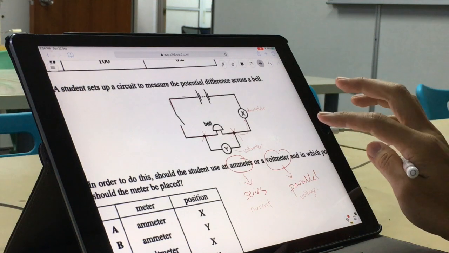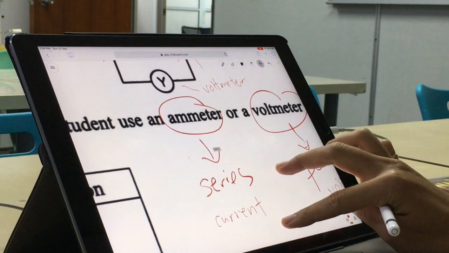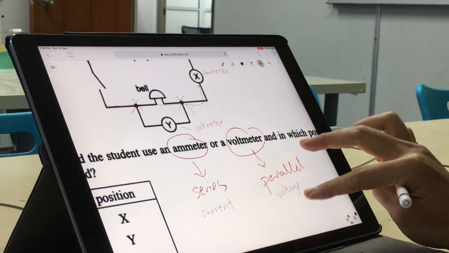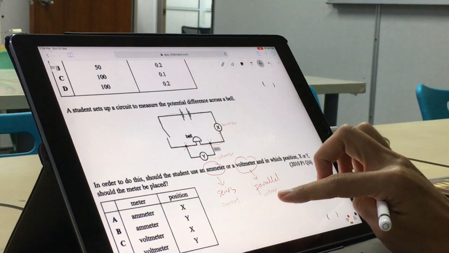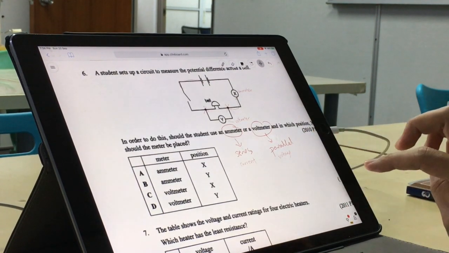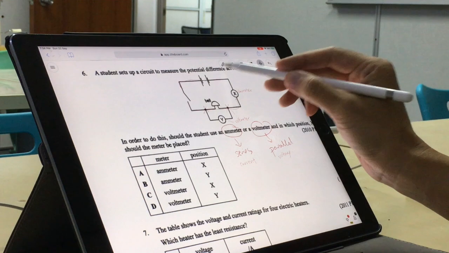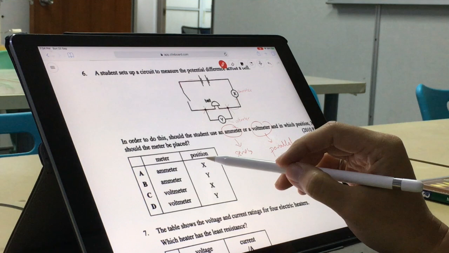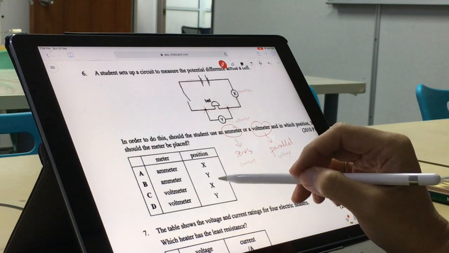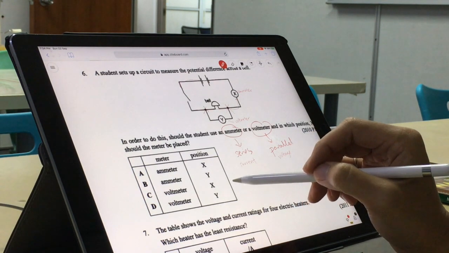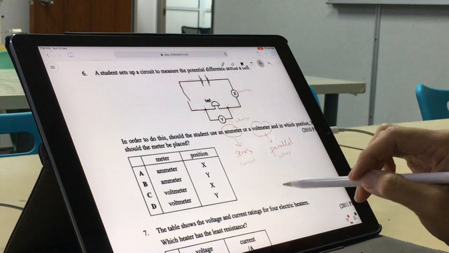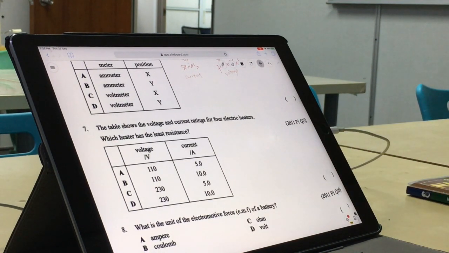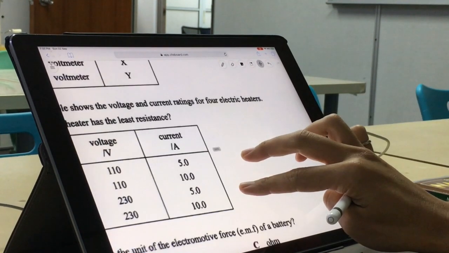Or if you want, you can just remember: the ammeter is always in series, and the voltmeter must always be in parallel. Okay, can? So with that, we have the answer. The ammeter is X, right? Then the voltmeter is Y. Next one. We have a voltage and current rating for 4 electrical heaters. Which heater has the least resistance?